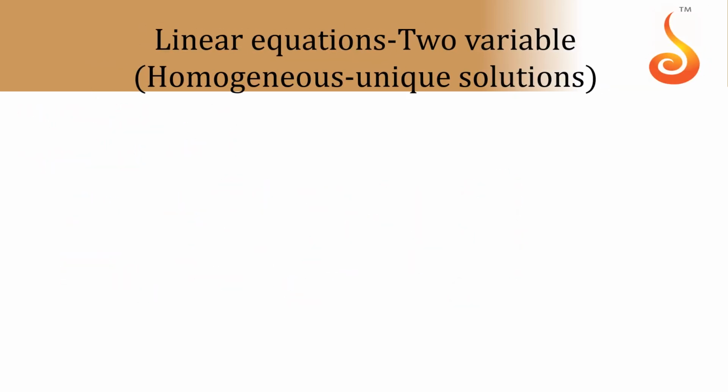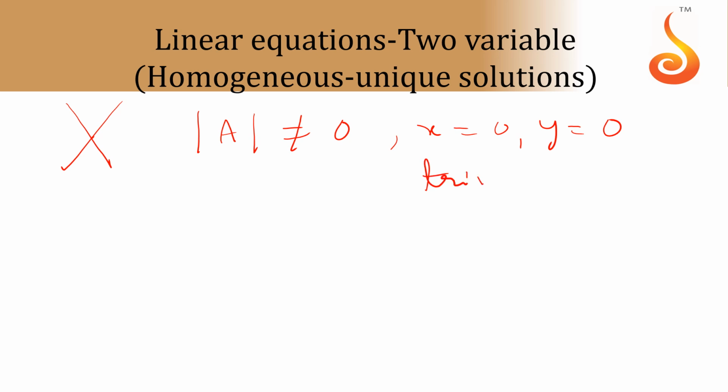Suppose when you have a unique solution, it means they intersect. Intersect means that det A should not be equal to 0. Det A should not be equal to 0. Then the lines will intersect. And what will be the solution? 0, 0 is the solution. This solution is called the trivial solution. Trivial means compulsory solution.